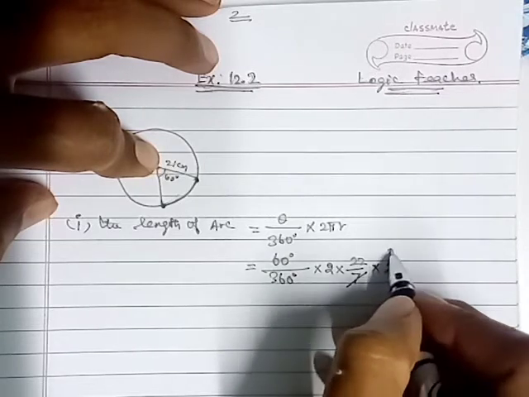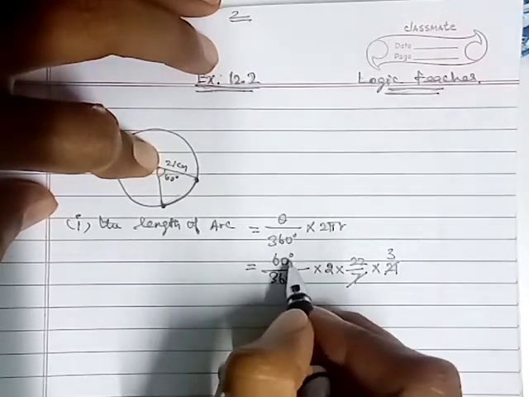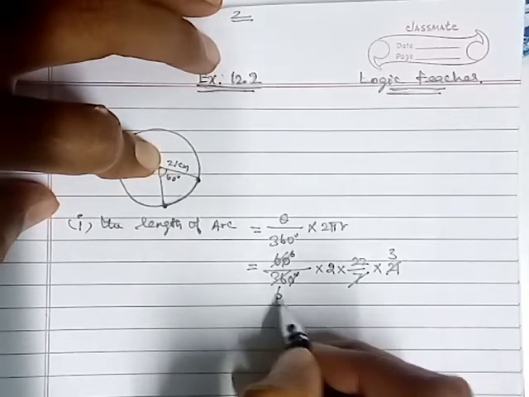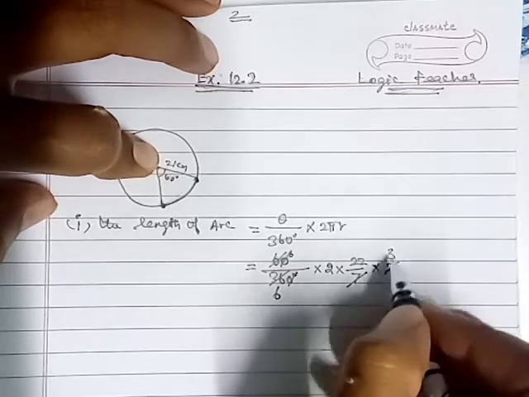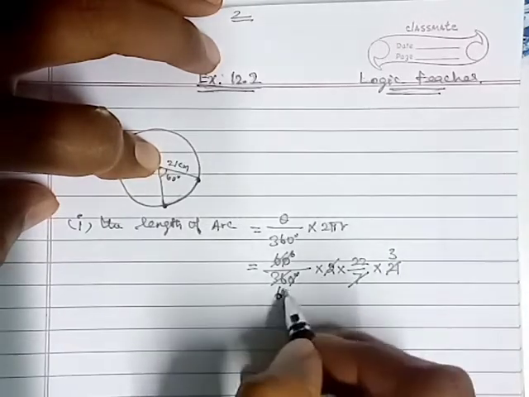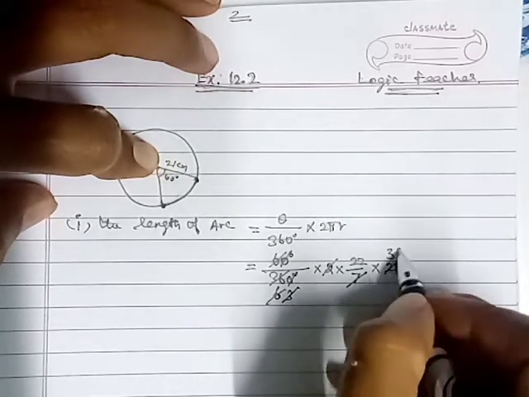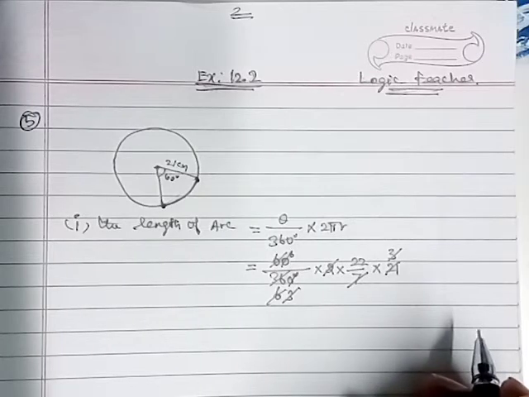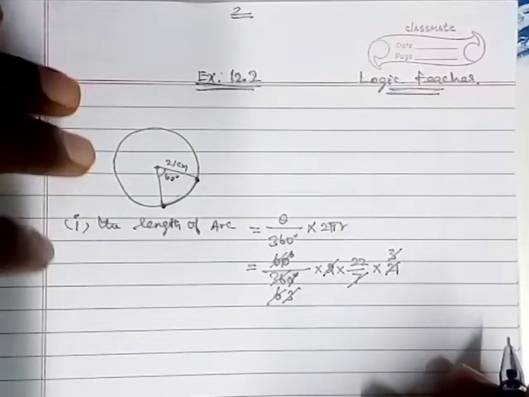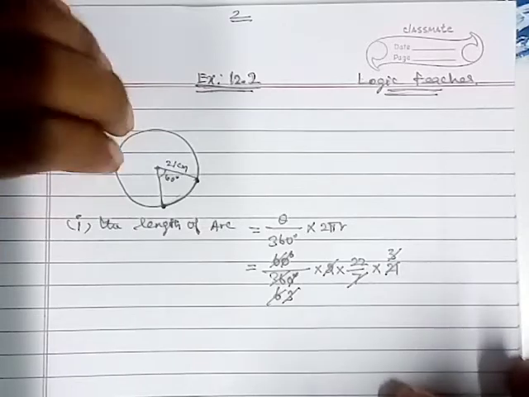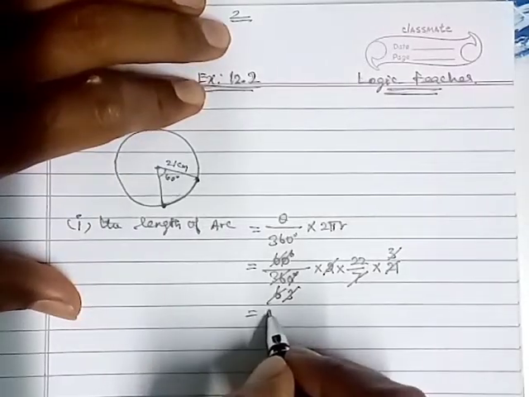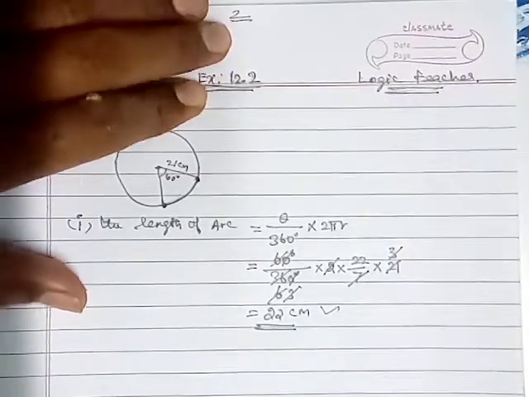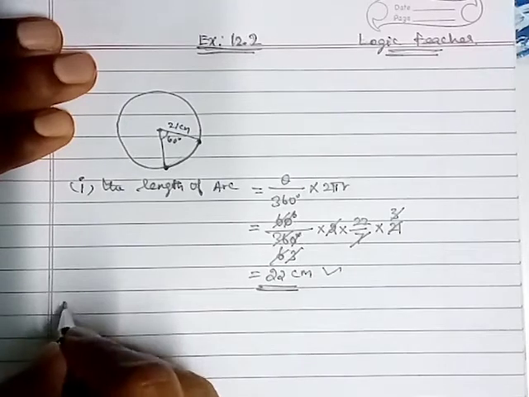7 3s are 21. Here the zeros cancelled, 6 6s are 36. So again we can cancel it down. By 2 it is 3, by 3 this one. Okay, so the length of the arc is 22 centimeter. This is equal to 22 centimeter, right? Okay, what's the next one?